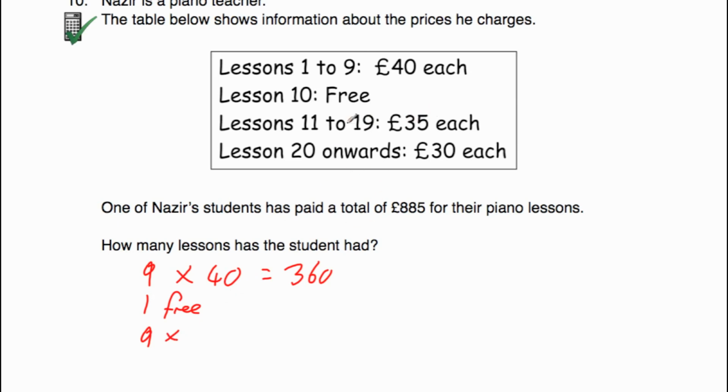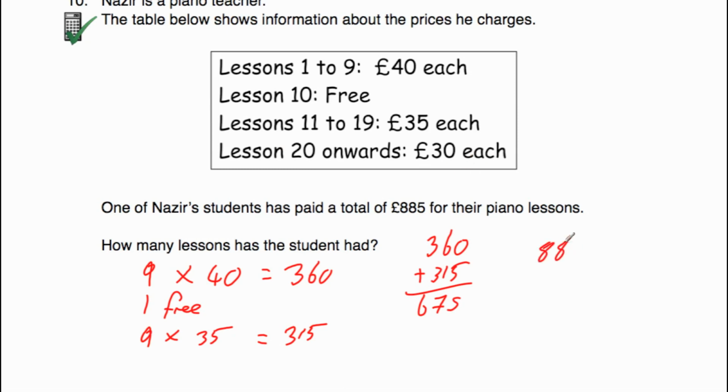Let's see if he actually goes past the 19 lessons. So let's do 9 times 35 and see what that would be. This is a calculator question: 9 times 35 is equal to 315. So far, if he was to have 19 lessons, that's paying for the first 9, getting 1 free and paying for the next 9, that would cost him a total of £675. Now he's paid more than that. He's actually paid £885. So let's see how many more lessons he's had. Let's add the 360 and the 315, and that is equal to £675. Now let's take that away from the 885 to see how much money he spent on these £30 lessons.